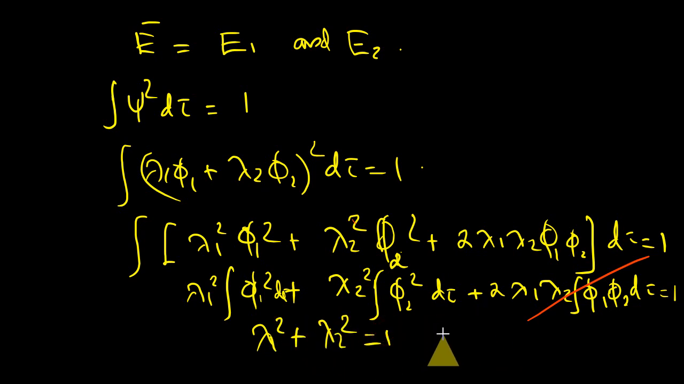So we can write lambda 1 square is equal to 1 minus lambda 2 square, okay, or lambda 1 is equal to root of 1 minus lambda 2 square. But lambda 1 is expressed in terms of lambda 2. Okay, one variable parameter is expressed in terms of the other variable parameter.